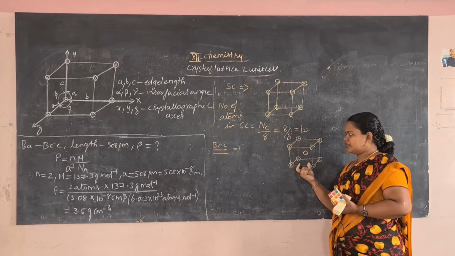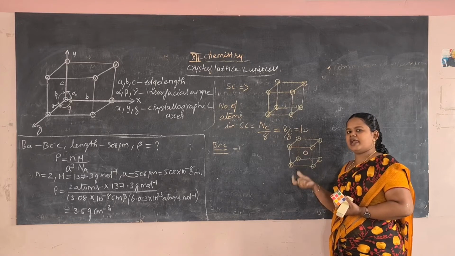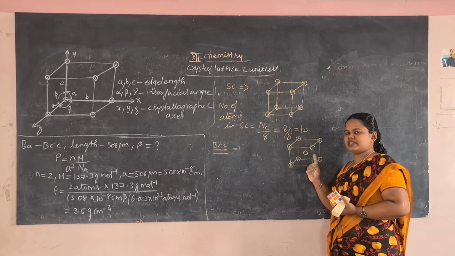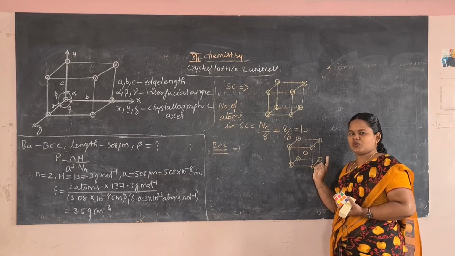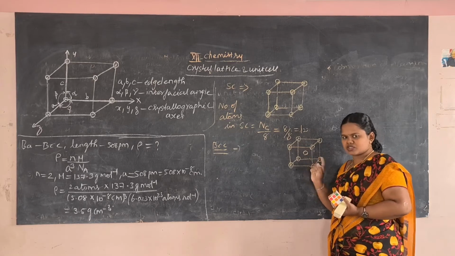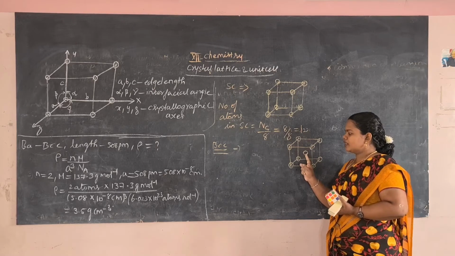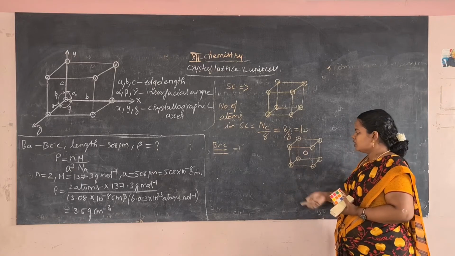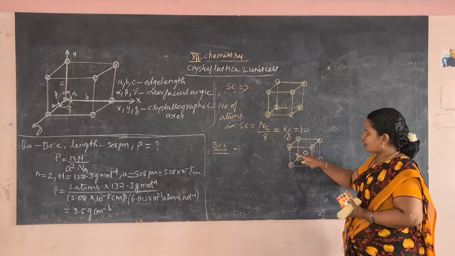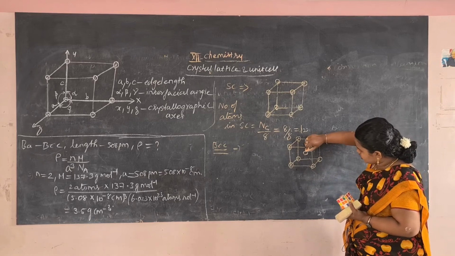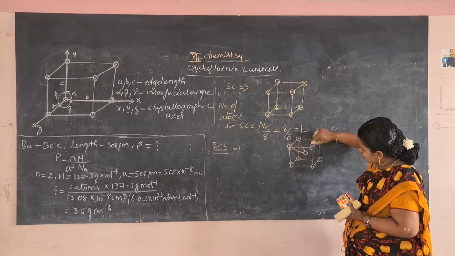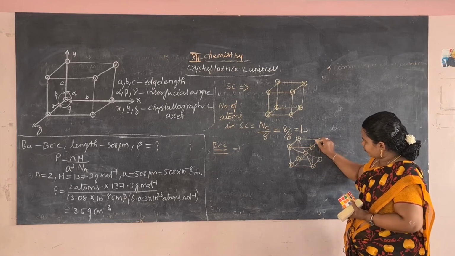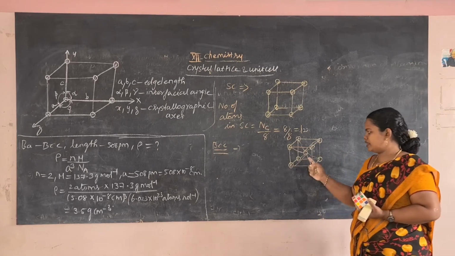So here the 8 atoms will be shared by 8 unit cells, whereas the atom present at the center will not be shared by any other unit cell, and it is shared by this unit cell alone. This cube will share this atom and not the other cubes or other unit cells. So here these corner atoms are not linked to each other, but they are linked to this body centered atom.